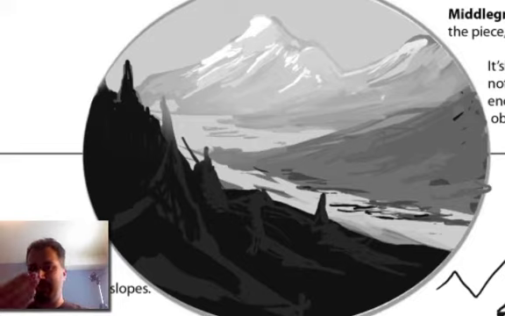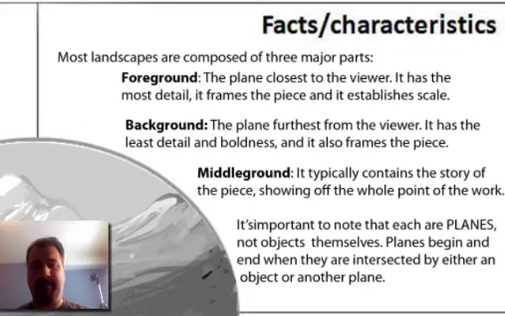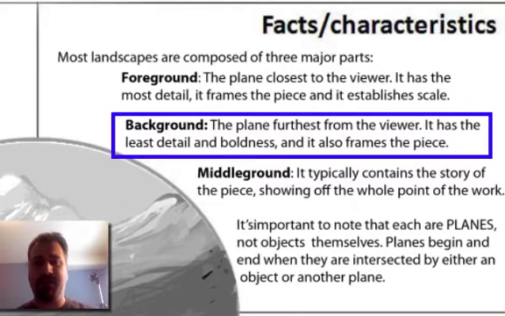When things are right up close in your face, you see more of it, and so you see more detail in the foreground. The foreground has the most detail out of all of them. And so if you want to show how big everything else is in the piece, that's a great way for your viewer to understand how far away things are in your piece, how big things are in your piece, and so on.